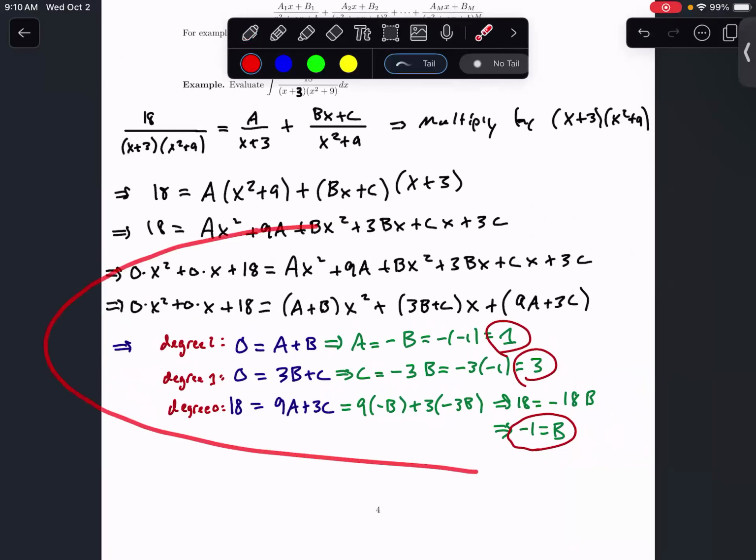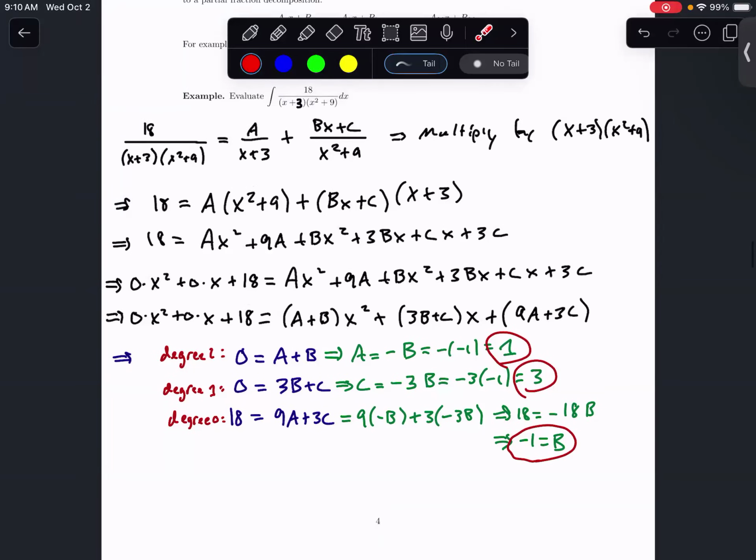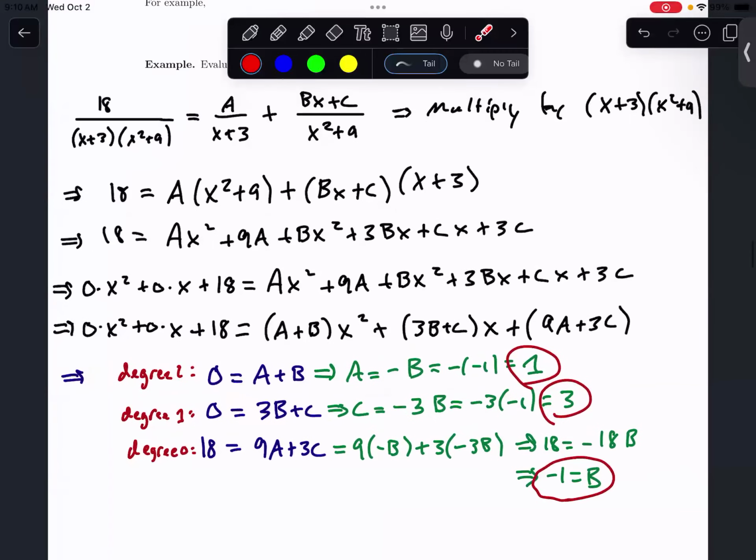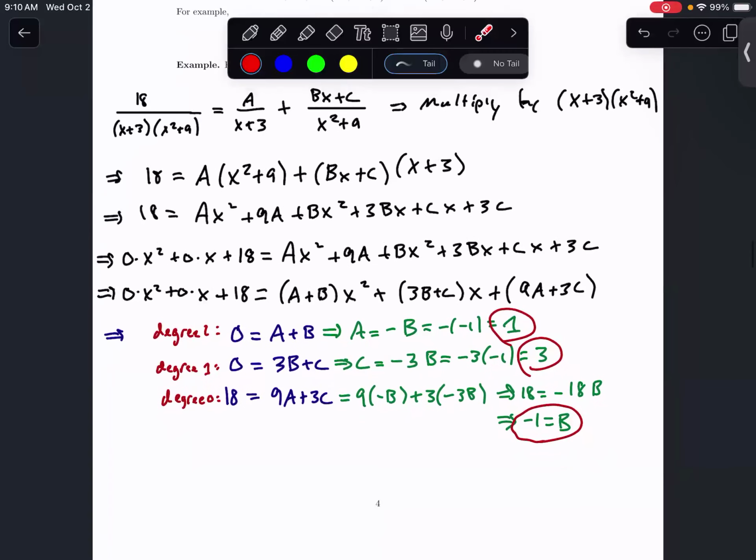Okay, any questions so far about how I found a, b, and c? Okay, and that's the new part, right? Everything else is pretty much the exact same as what we did for the linear cases as well.